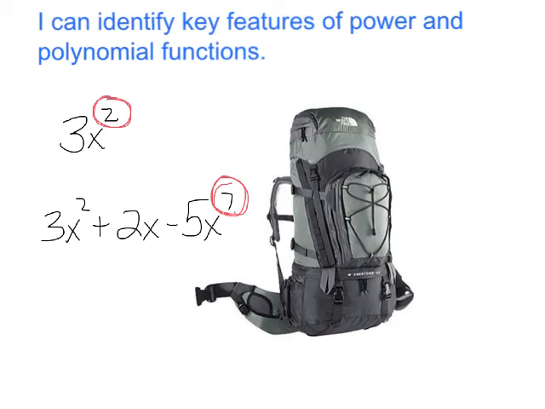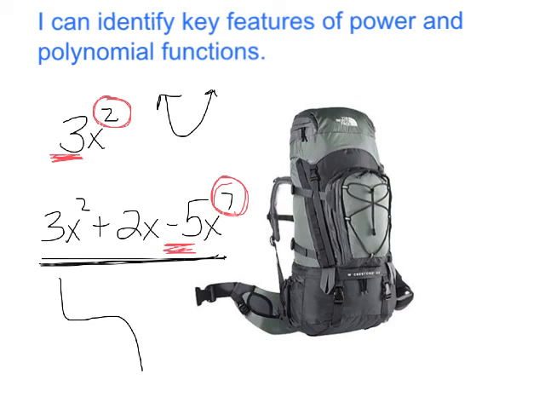The leading coefficient of this one is 3, and the leading coefficient of this one is -5. So you got to write it in standard form before identifying the leading coefficient. And you should be able to identify end behavior of these two functions. The end behavior of 3x squared is both ends are going upwards, and the end behavior of this trinomial, this polynomial of 3 terms, is the left side goes up and the right side goes down.